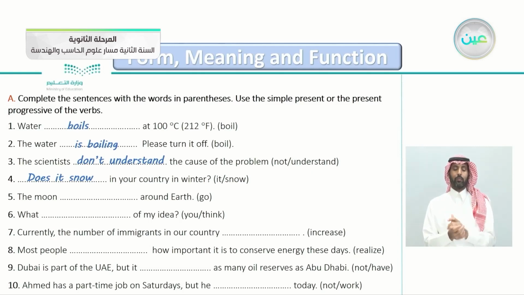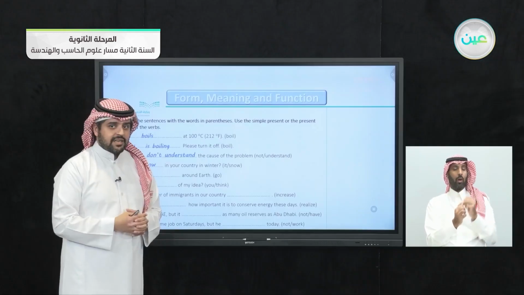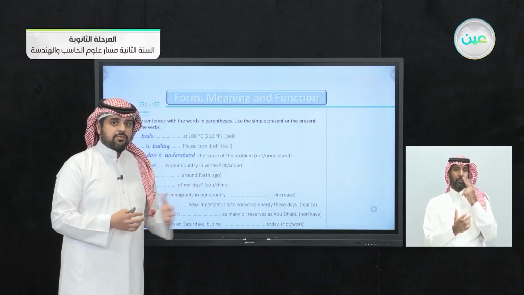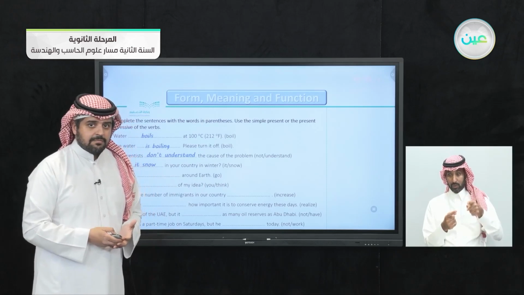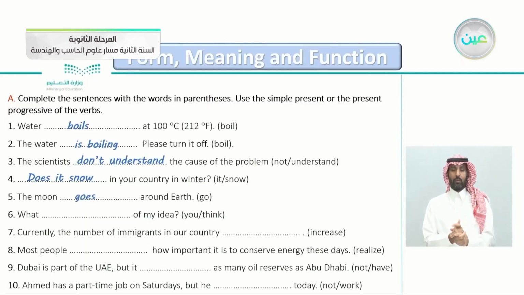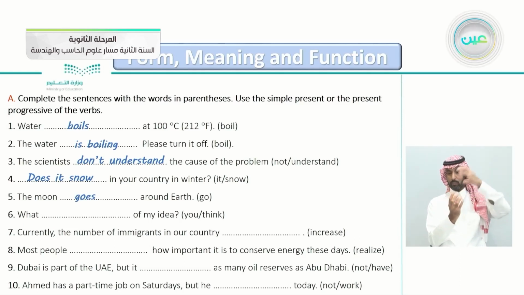Number five, the moon around the earth, and the verb go. So what's the answer here? You can say this is a routine here. Yes, the moon goes around the earth. This is a routine for the moon.